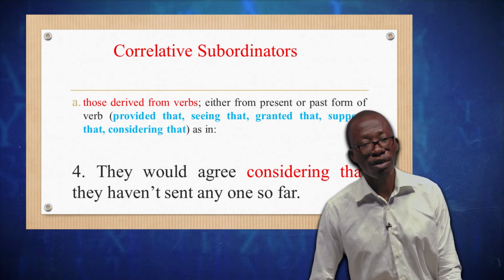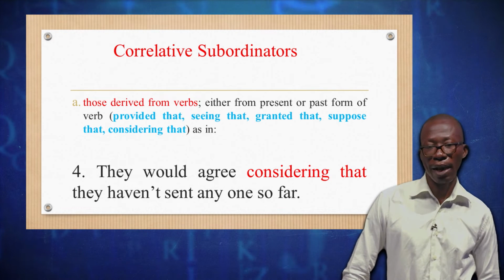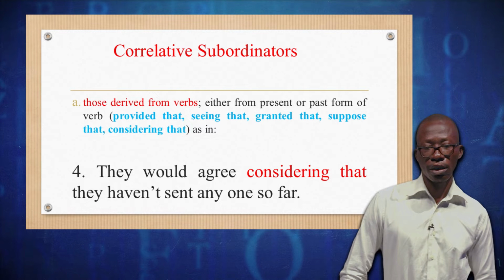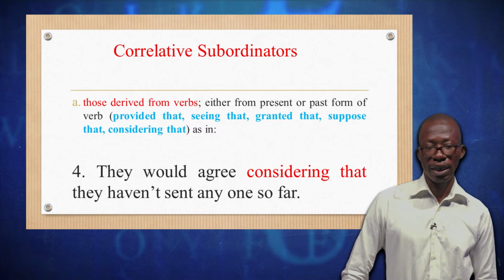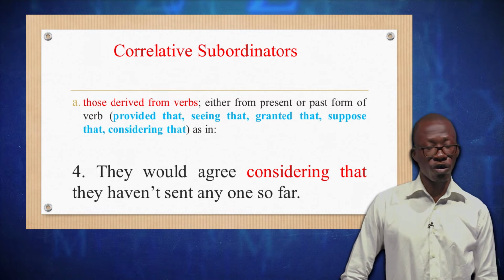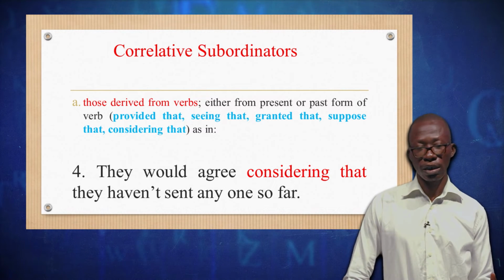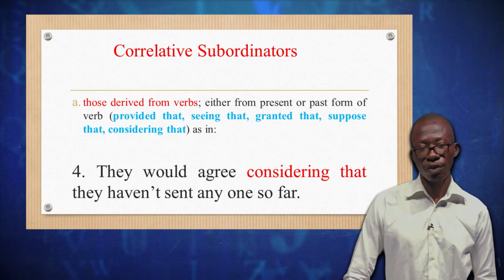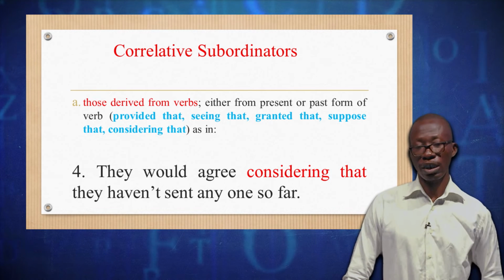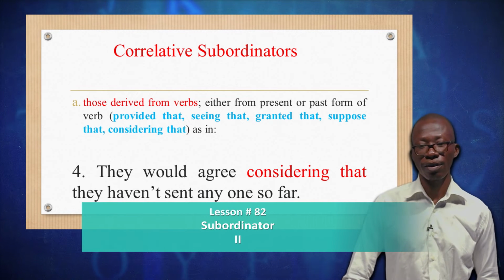So in sentence 1, I will deliver the goods provided that you give me the specifications. We didn't see the comma coming there, because our main clause came first before our subordinate clause. In the same way, in sentence 4, they would agree considering that they haven't sent anyone so far. We also do not have the comma coming in between the two clauses, because our main clause comes before the subordinate clause. But in sentence 2 and 3, we have a comma separating the two clauses, because our subordinate clause was placed before our main clause.